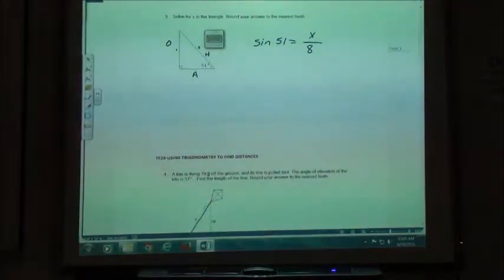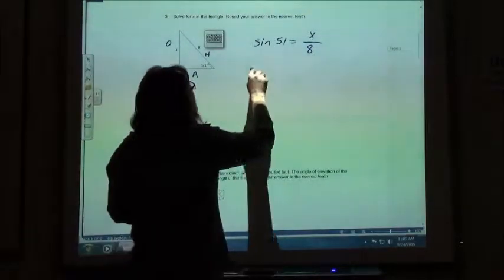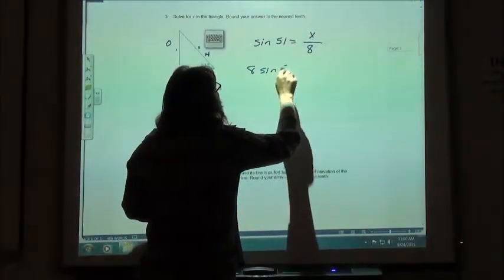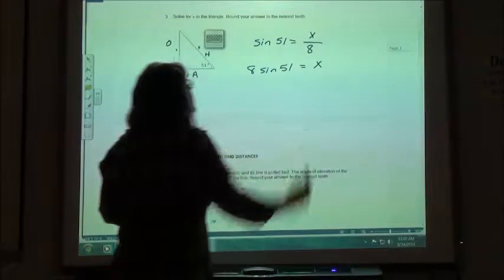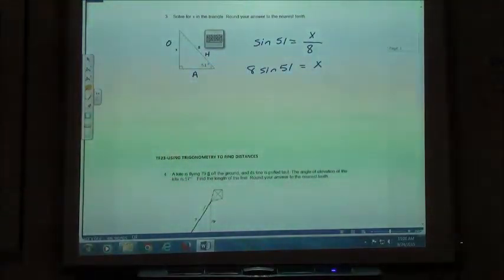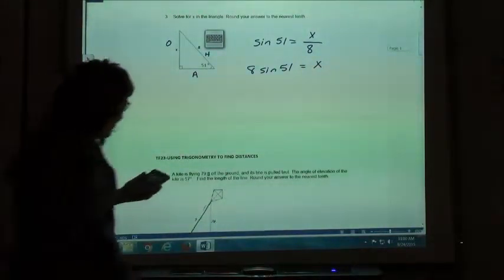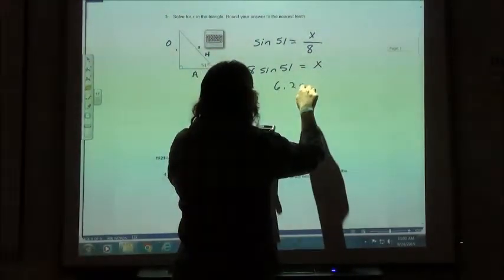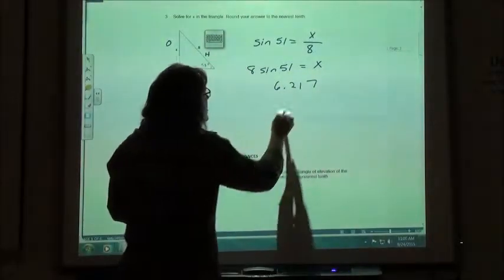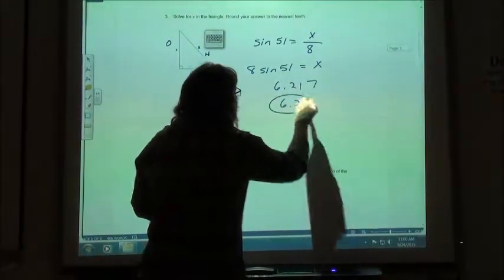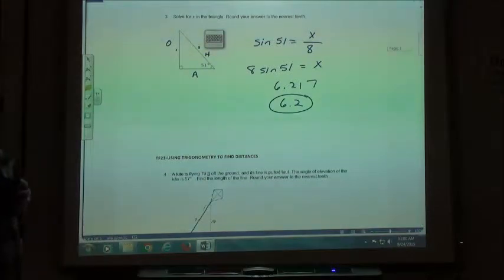So in order to solve that, I'm multiplying by the 8. So 8 sine of 51 is equal to x. And then, of course, I'm using my calculator again. So 8 times the sine of 51 degrees is 6.217. Rounding to the nearest tenth then, 6.2 is going to be the answer that I want to use.